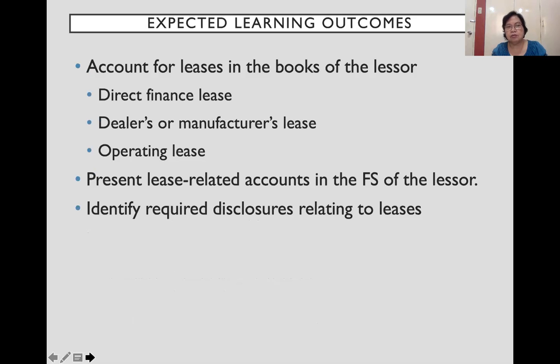Okay, so after viewing this video, you should be able to account for leases in the books of the lessor, whether the lease is an operating lease, a direct finance lease, or dealers or manufacturers lease. You should be able to present lease-related accounts in the financial statements of the lessor, and you should be able to identify and later on prepare required note disclosures relating to leases.